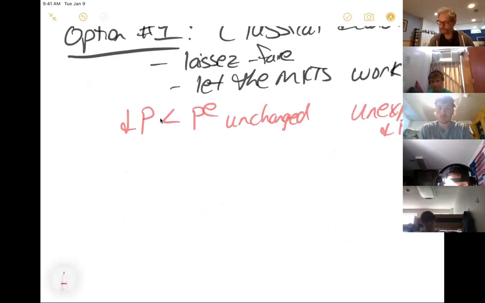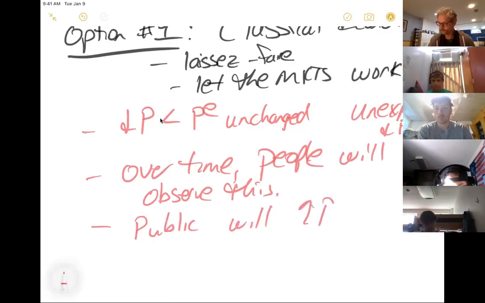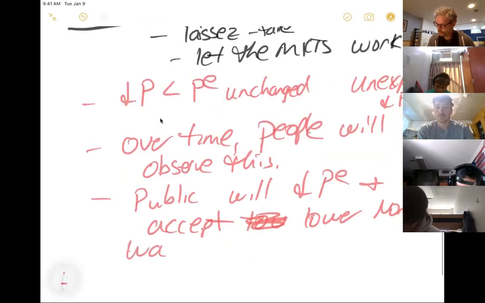So what's going to happen over time? Over time, people are going to observe that this happened. The public is going to decrease their expected price level and accept lower wages.